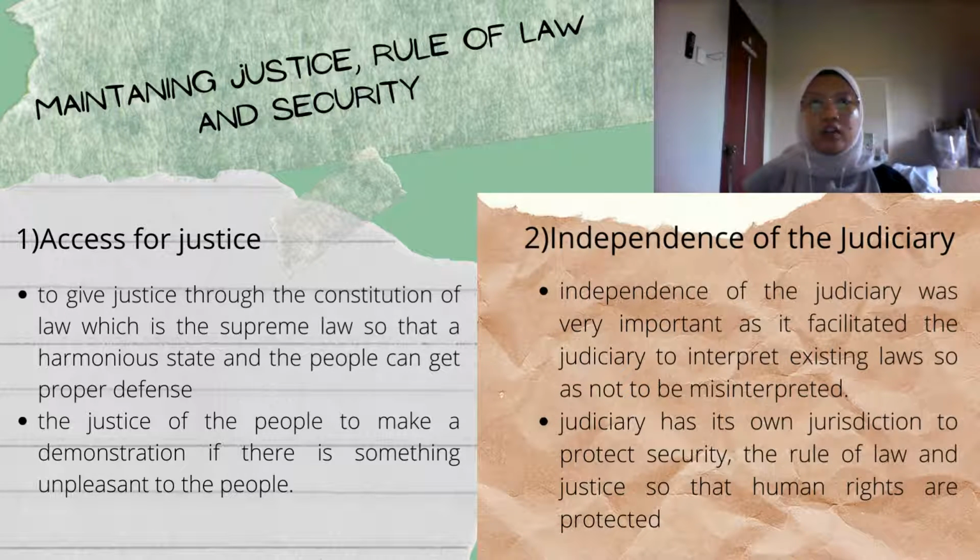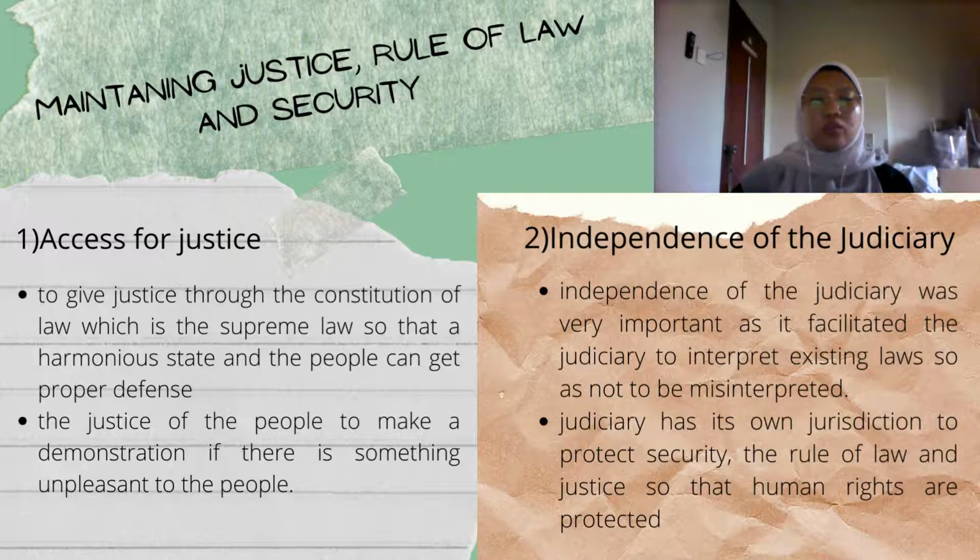So I will cover 4 factors of exercising democracy political system in the modern era. The first factor is maintaining justice, rule of law, and security. This is because to access justice, we know that justice is very important, so that every human being gets equal rights and is given a defense while in court.